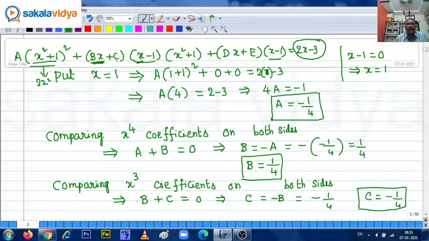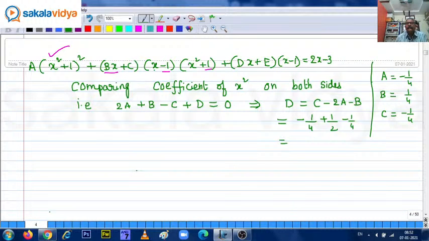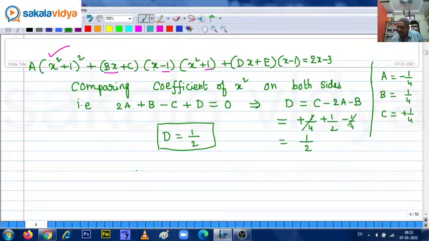yes, something I did wrong. This is minus b. Okay, plus b, plus 1 by 4. C is plus 1 by 4. Yes, plus 1 by 4. 1 by 4 minus 1 by 4 cancel. D is 1 by 2. So the D value is 1 by 2. Now we need just the E value. A, B, C, D known.